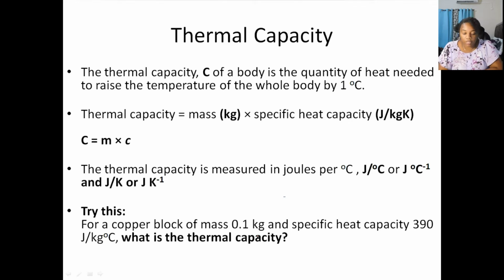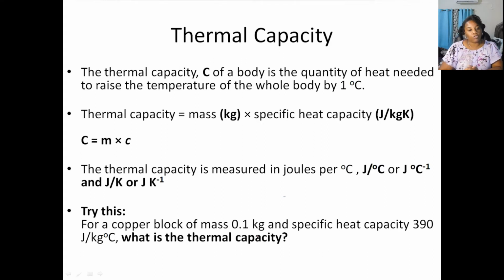Now, thermal capacity, on the other hand, deals with the quantity of heat needed to raise the temperature of the whole body by 1 degree Celsius, so it's the entire body. So it's no longer just 1 kilogram or 1 gram, it's the entire body. And how you calculate that is by multiplying the mass of the substance by its specific heat capacity. The units for thermal capacity are joules per degree Celsius or joules per Kelvin.